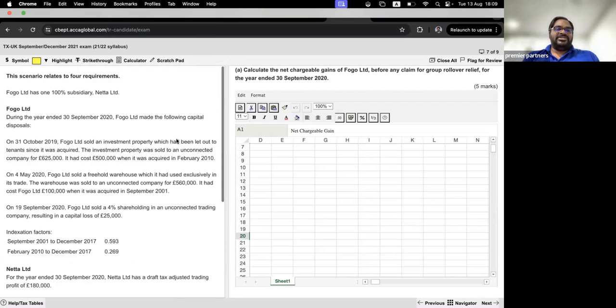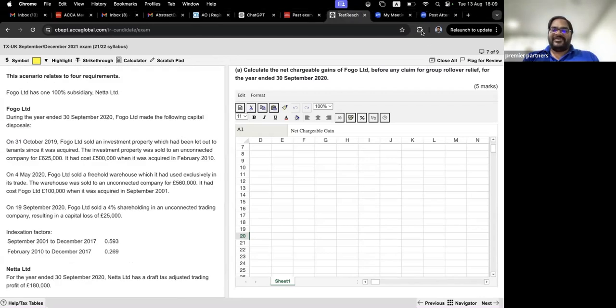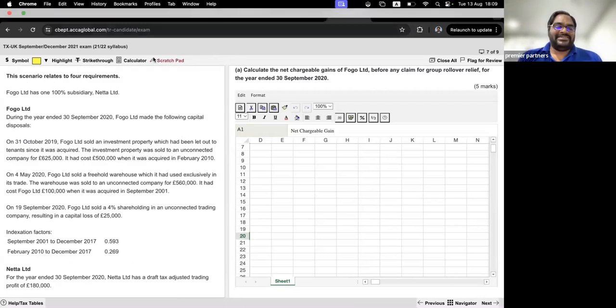Super. So, if I remember properly, we were discussing one past paper in the last class. We did two questions. The third question, the corporation tax related question, was pending. That is where we stopped. Am I correct? That's where we stopped, right?